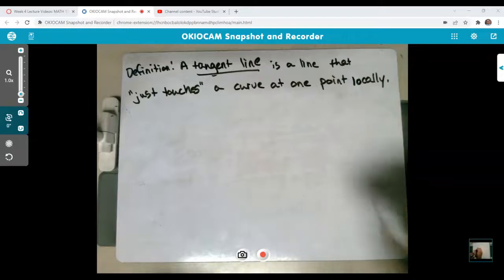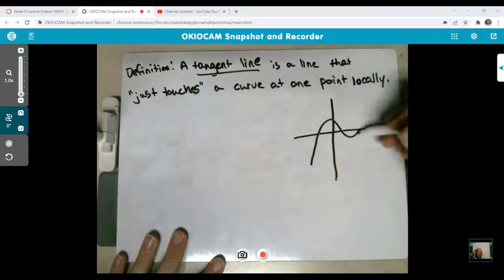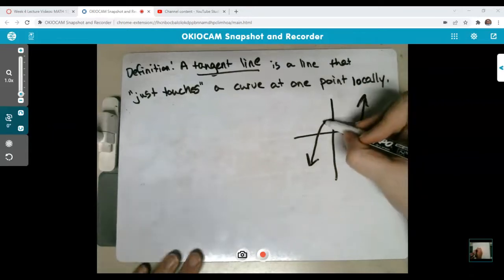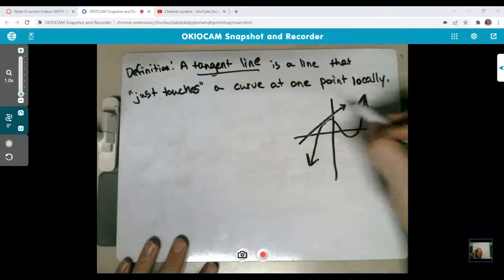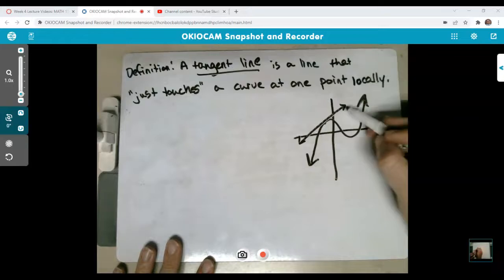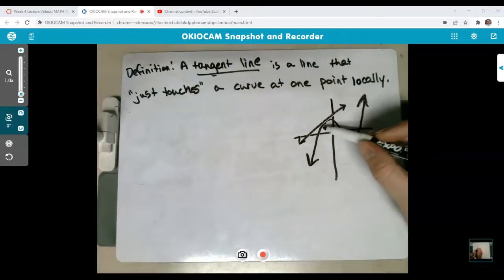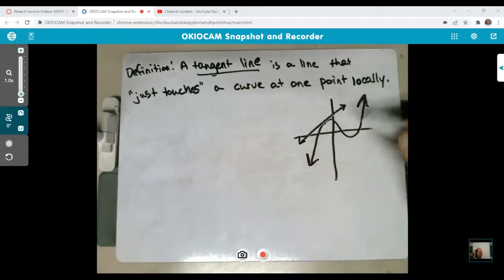Locally. So what I mean by that is that if I just look at 1 point, I'm just barely touching it at this 1 point. Now, it might pass through more points as I go, right? Because like here, this would keep going up. So I would pass it at more points, right? But around here, just touching 1 point. That is a tangent line, okay?